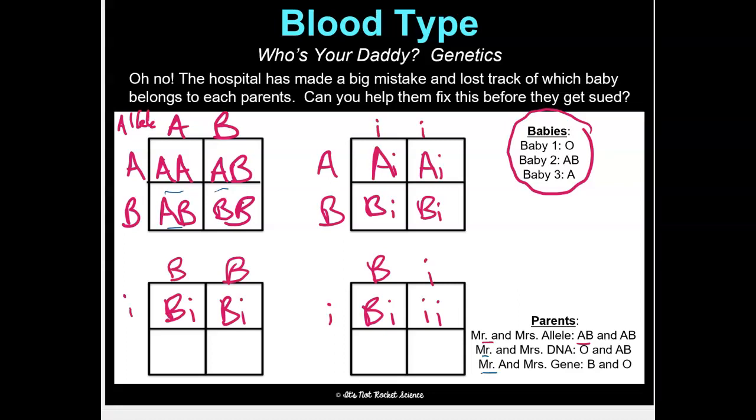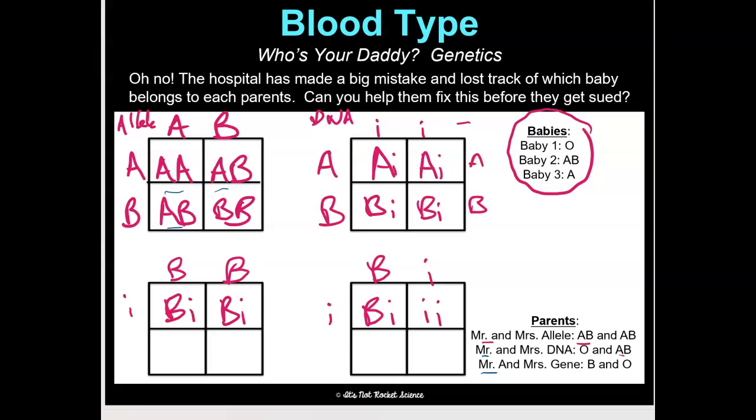Okay, let's see how you did. So here, for the parents Mr. and Mrs. DNA, one had type O, so this is across the top, and type AB across the side. So they could have babies that are type A or type B.